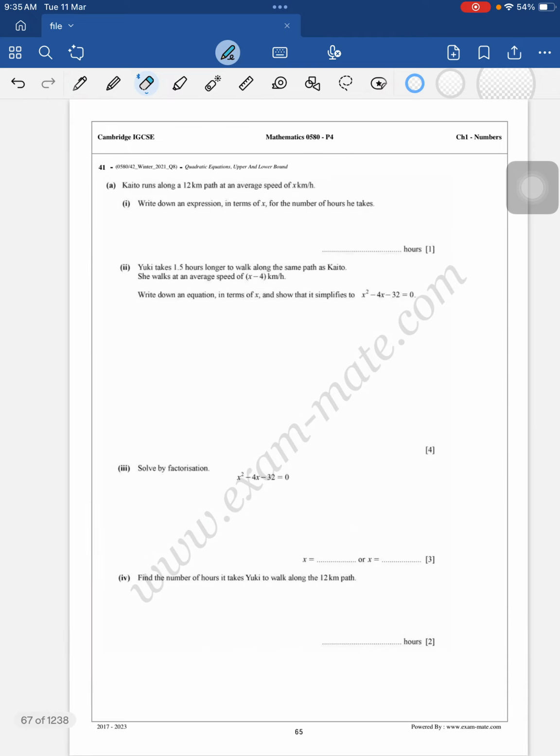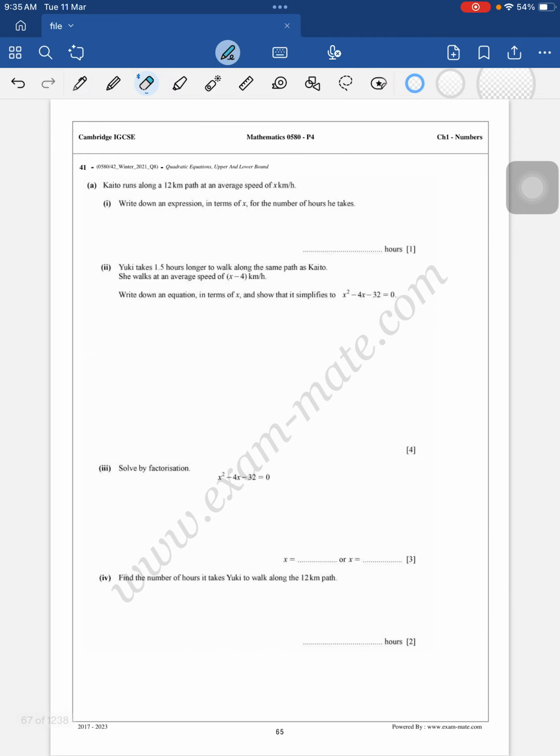Clear? Question number 41. Kato runs along a 12-kilometer path at an average speed of x kilometers per hour. Write down an expression in terms of x for the number of hours he takes. So speed is equal to distance upon time. Distance is 12, time is t, and speed is x. So x is equal to 12 upon t, and we have to make the expression in terms of x for the number of hours. So t is equal to 12 upon x.